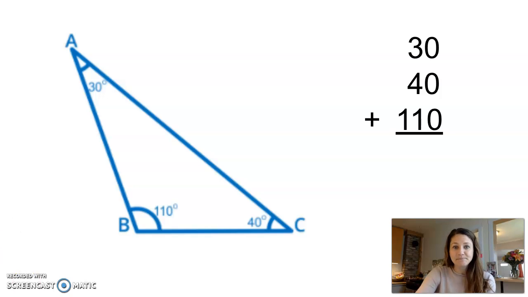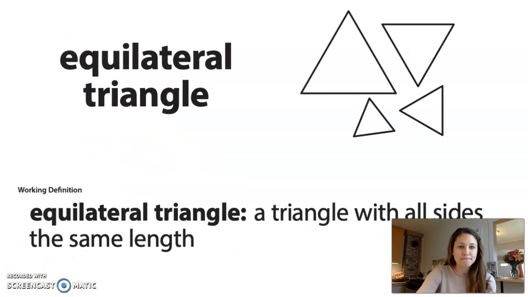So let's look at that. That was the one I just said, I think so. Our total, when we add up all the angles, is 180. Okay, now we're looking at triangles based, not so much on the angles inside, we're more looking at the sides on the outside. An equilateral triangle is a triangle with all sides the same length, or all sides equal length.